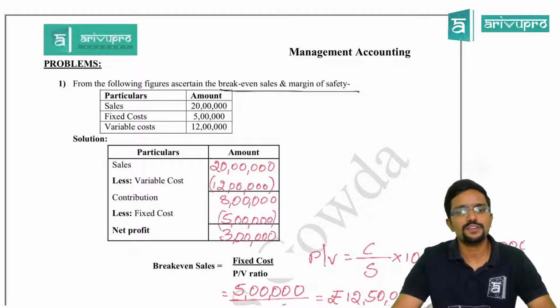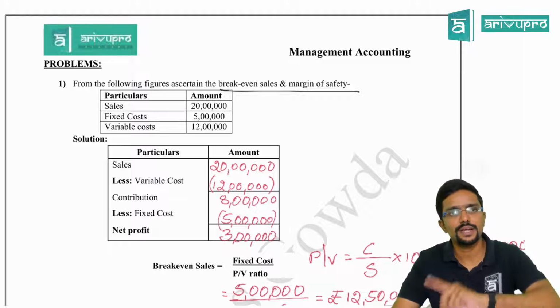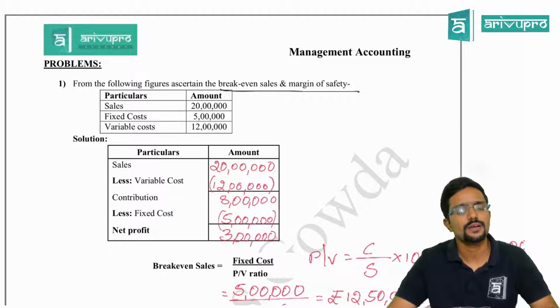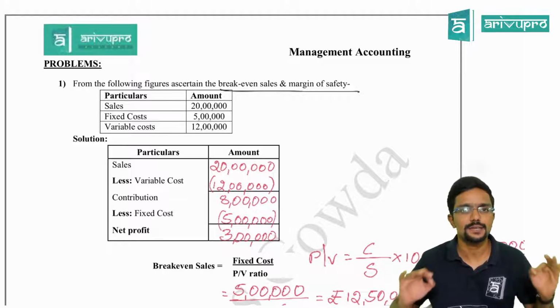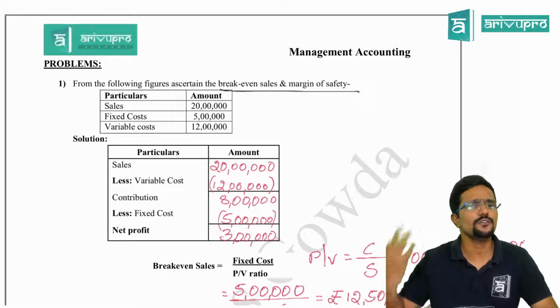So I know what is my fixed cost. It is 5 lakh. So 5 lakh divided by 40%, straight away I will get 12 lakh 50,000. So this is my break-even sales. If I deduct it from total sales, I will get margin of safety. How much? 7 lakh 50,000. You can get this answer just by working out in calculator, in like 30 to 40 seconds, guys.